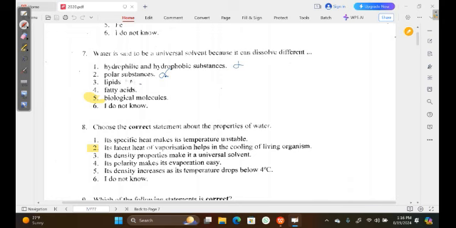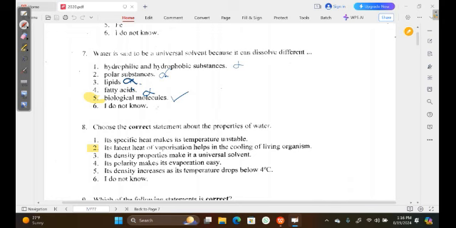So this is actually wrong. Then we have fatty acids, similar to that. Then we have biological molecules. This is true. This is why water is said to be a universal solvent. Then moving on to question 8.